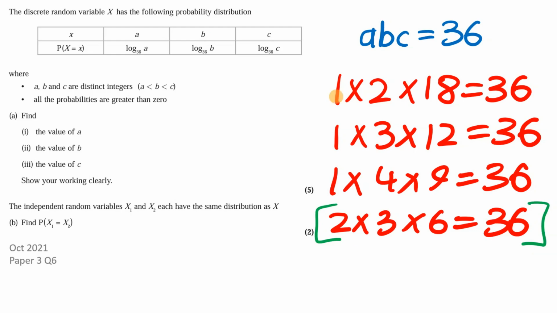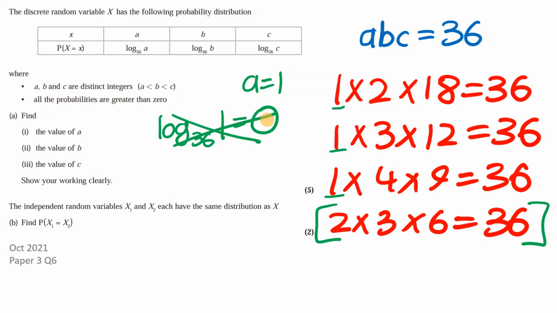The reason for this is all three of these ones here have 1 as one of the integers. And the problem with this is, let's say for example that a is equal to 1. Then the probability would be log base 36 of 1. Log base 36 of 1 is 0, and we are told that all the probabilities are greater than 0. So a can't be equal to 1, so neither of these three can be the answer. You can't have 1 as one of the integers. So this here is the only possible answer for the three distinct integers that multiply together to give 36.